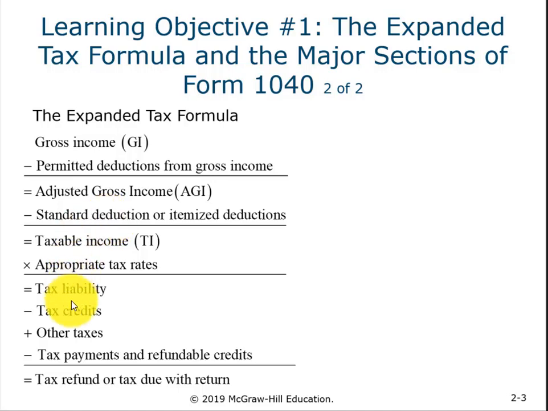All right, so here's our formula. Broke out some detail on tax credits, other taxes, tax payments, refundable credits. We still have two types of deductions, those that are for AGI and those that are from AGI. Standard deduction is from AGI. So a basic tax return is still gross income, and then the standard deduction like we encountered in Chapter 1.